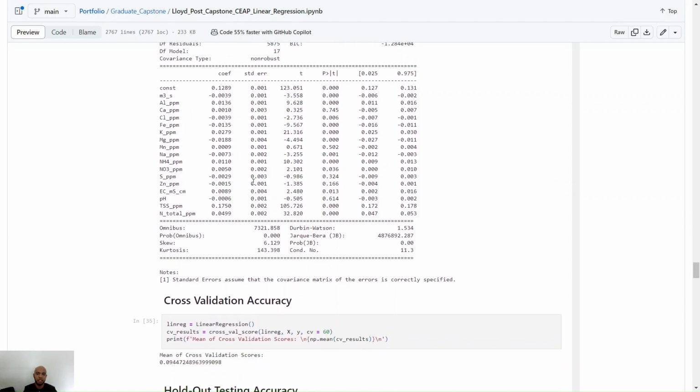But here you can actually see the p-values for each of your coefficients. So here, calcium, not statistically significant, way high p-value. Sulfur, same thing. And then pH as well. I'm sure I'm missing something. Here we go, manganese, 0.5, not 0.05.